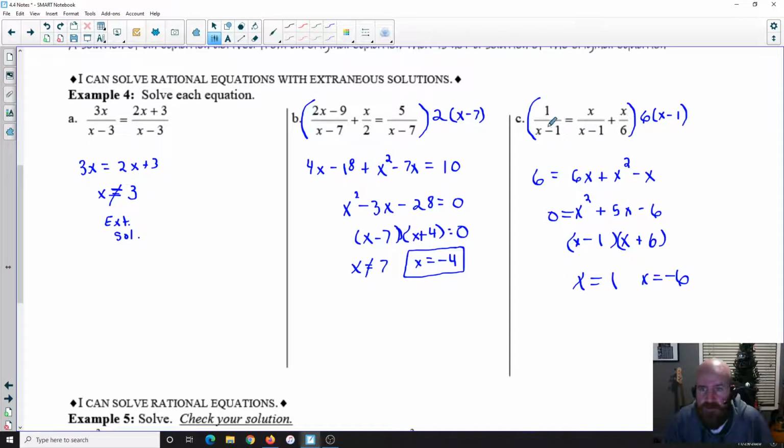And we plug 1 in, notice that we have 0 in the denominator, so that can't happen. And negative 6 works for us. Now, you're going to have times where both would not work, so just be careful and make sure that we're plugging everything in.